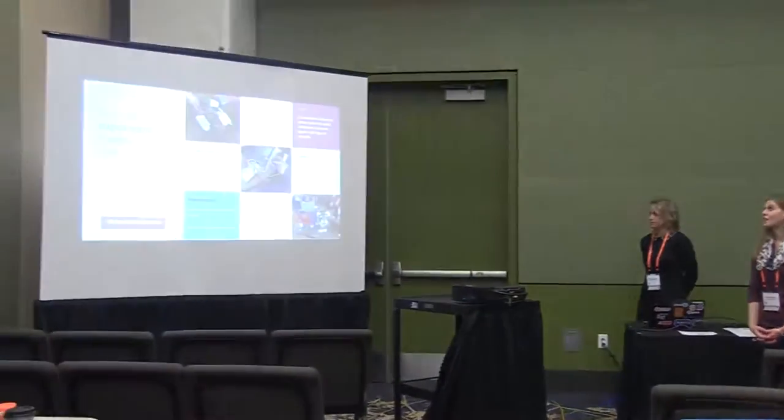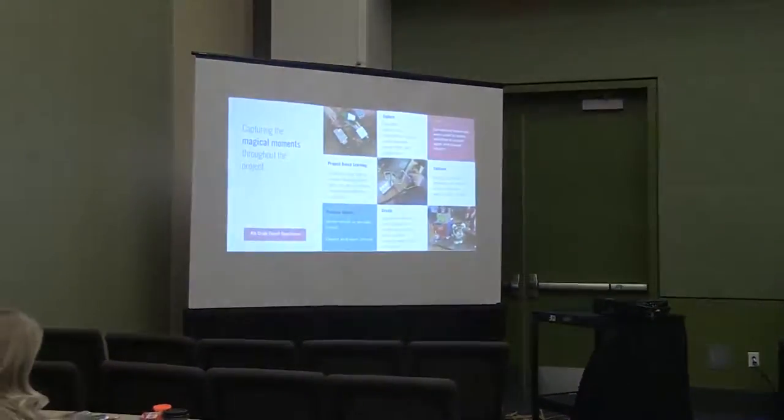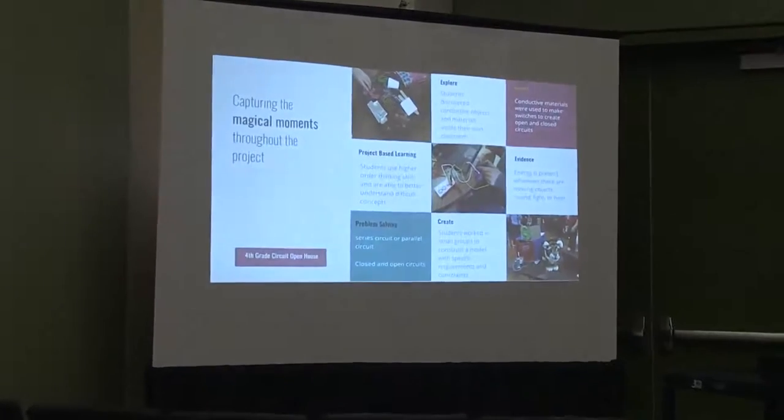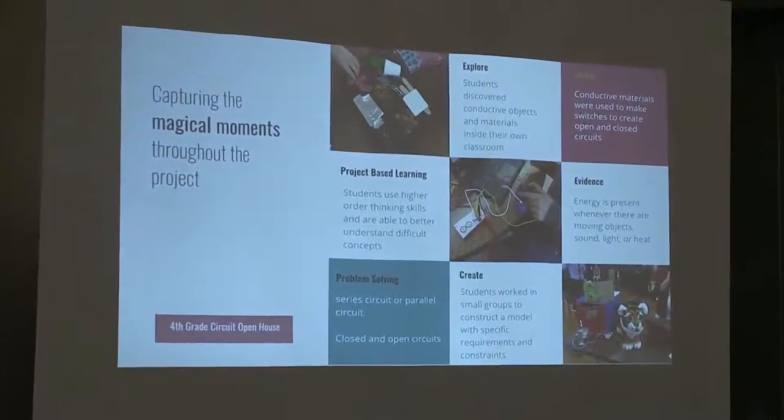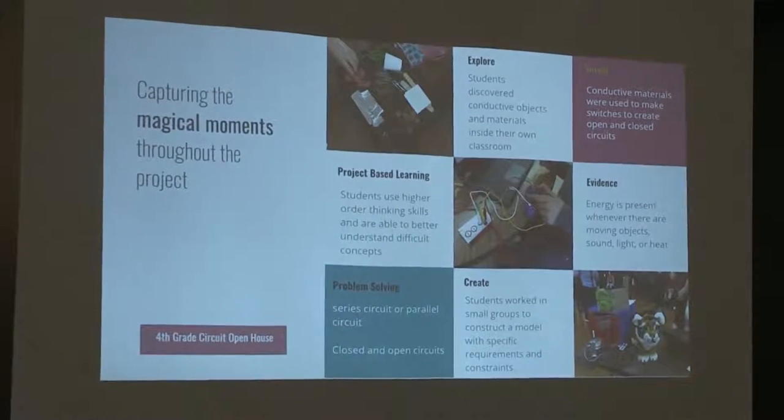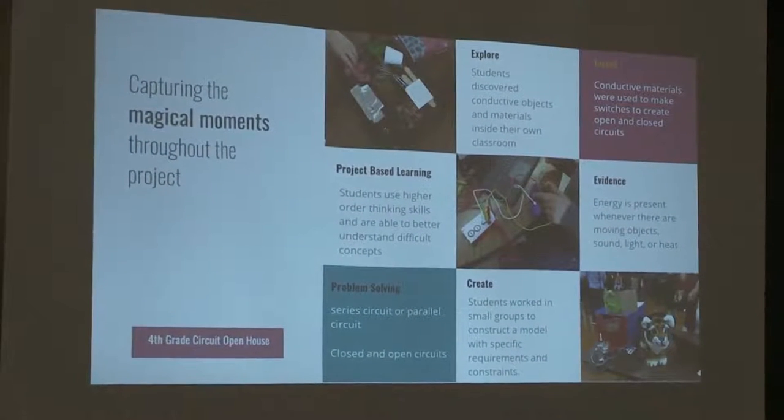So the picture in the far left, top left corner shows the tray of materials that we gave them to explore with the Makey Makey. So you see there's some insulators and some conductors on that tray. And then we also encouraged them to go around the classroom and find different materials. They went out to their locker and grabbed some. So they were exploring with all sorts of materials.